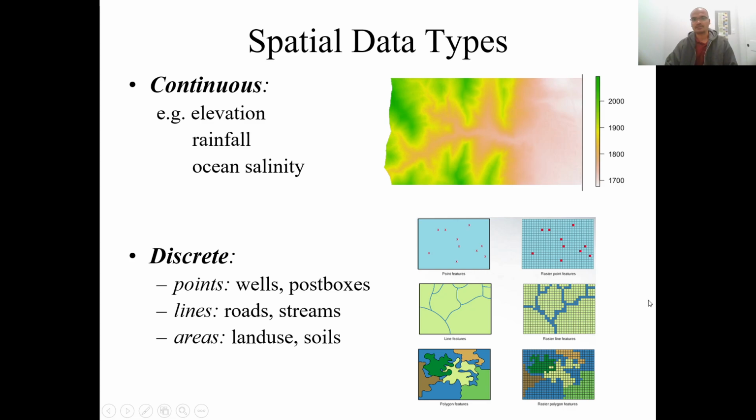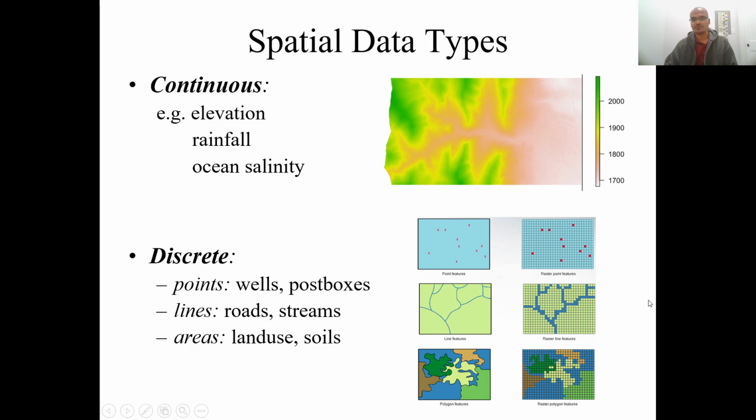I hope you are aware of the two broader spatial data types. One is continuous and another one is discrete. We discussed this in the last lecture as well. The continuous data is normally used to represent continuous geographic information such as elevation, rainfall, ocean salinity, and so on.